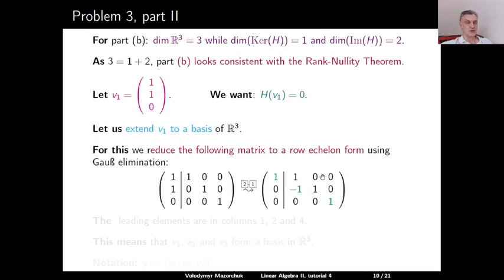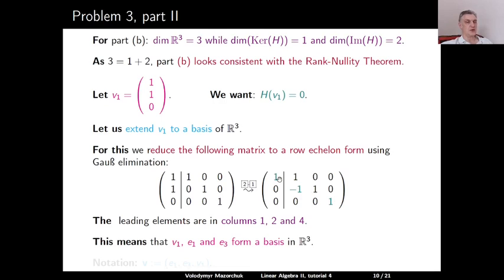So this is almost a row echelon form, with leading elements being this element in column 1, this element in column 2, and this element in column 4. So this means that the corresponding vectors, so the first column corresponds to V1, the second column corresponds to the first basis vector, and the last column corresponds to the third basis vector. So the vectors V1, E1, and E3 form a basis in R3.